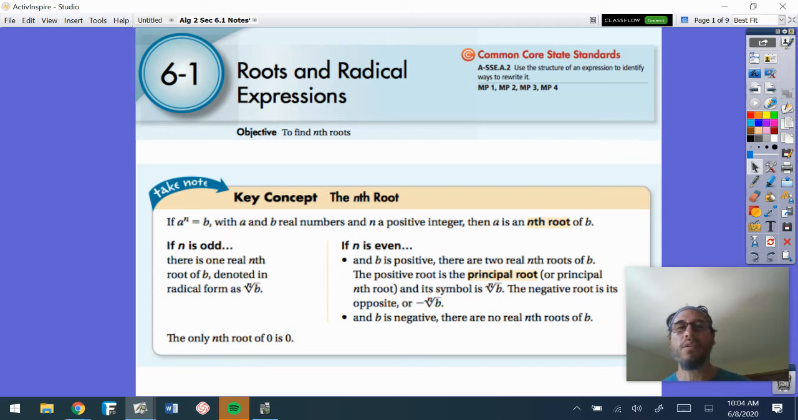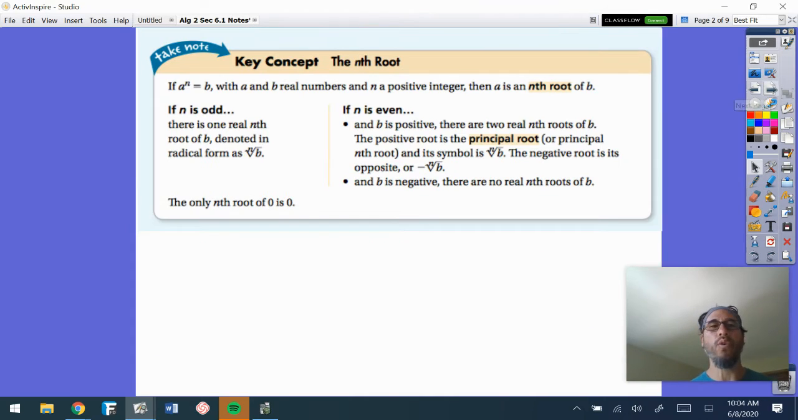All right, we're dealing with 6-1, roots and radical expressions. Our objective is to find the nth roots. I have this on the next page, so I'm going to go a page forward so we can introduce this a little bit. For example, most of us probably know what the square root of 25 is. But the way we're going to ask these questions is, what are the square roots of 25? Now remember, if it's a square root, there's actually an imaginary 2 there.